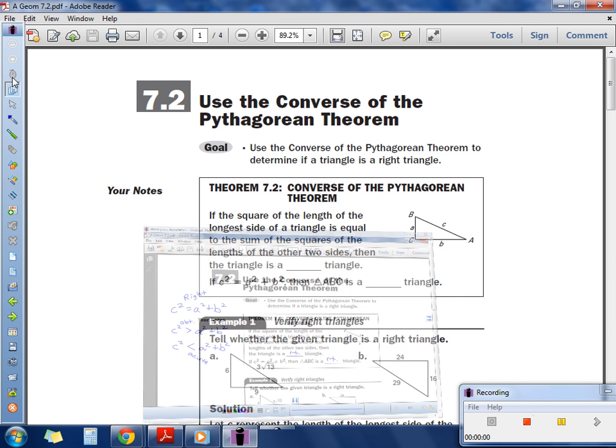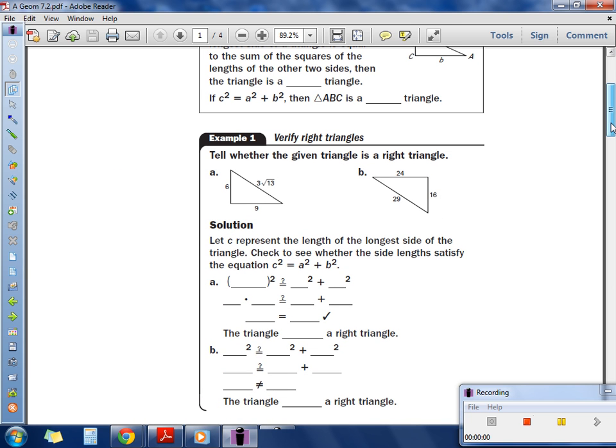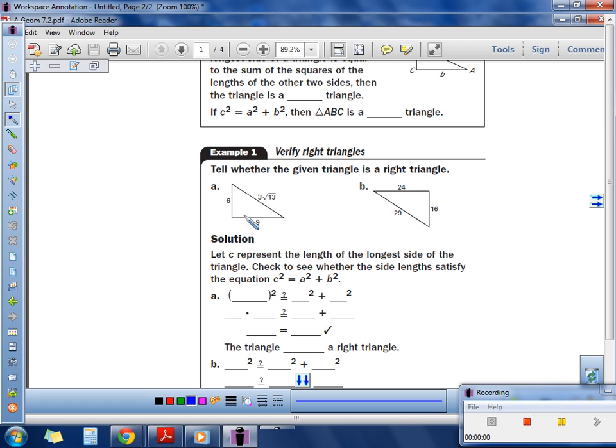Now we can look at example 1. On this example, we're given a few different terms. Since it gives us all three sides, we're not going to be solving for x this time. Instead, we're going to try to figure out what inequality symbol, or if it's a regular equal symbol. So, first off, it says, is it a right triangle? That means, is it equal or not?